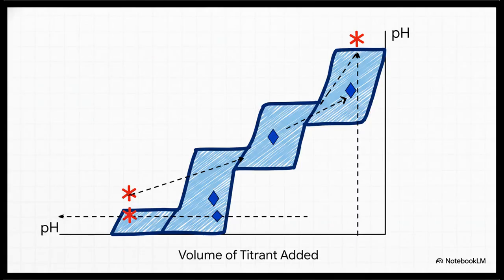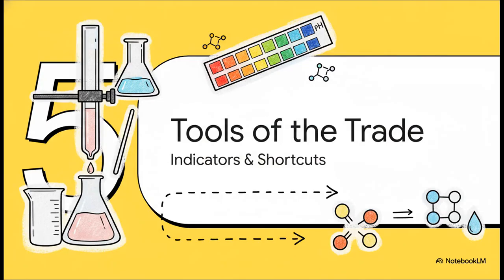And because it happens in stages, the curve shows it perfectly. You get this amazing stair-step pattern. Each one of those steps is like its own little mini titration for one specific proton. It has its own equivalence point, and, you guessed it, its own midpoint. And at each midpoint, the pH reveals the pKa for that specific proton. It's incredible.